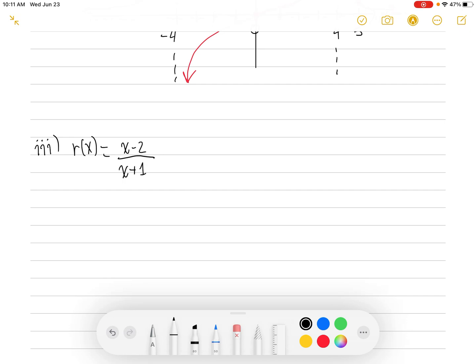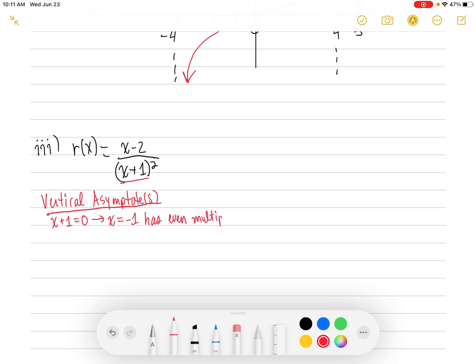I'm going to call r of x equals x minus 2 on top, and on bottom x plus 1 squared. So this one's already factored as well. That's nice. So let's first find the vertical asymptotes. To find vertical asymptotes, I'm going to take my bottom factors and set them equal to 0. I only have one factor in the bottom, right? I have x plus 1. Set that equal to 0, and I get a vertical asymptote at -1.